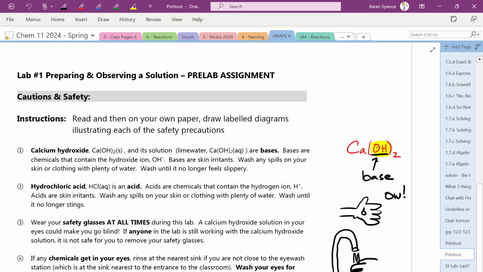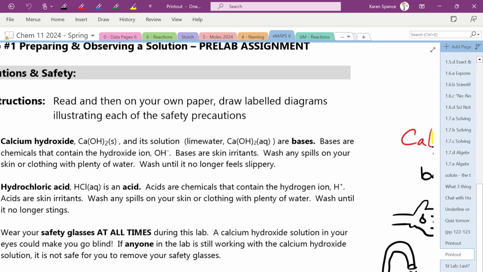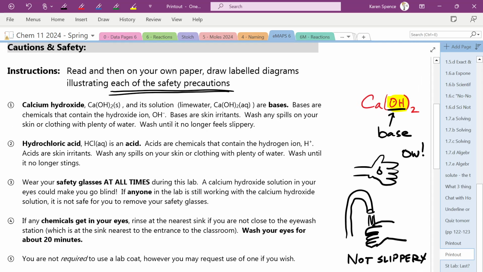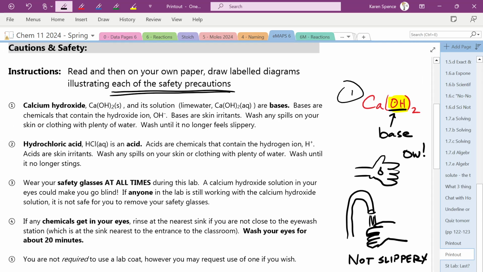And what it involves is read, and then on your own paper draw labeled diagrams illustrating each of these safety procedures. So here I've done number 1. Okay, you don't have to be a great artist. What I'm illustrating here is you do not need to be a great artist in order to do this. Okay. This one says calcium hydroxide, Ca(OH)2, and its solution, lime water, are bases.